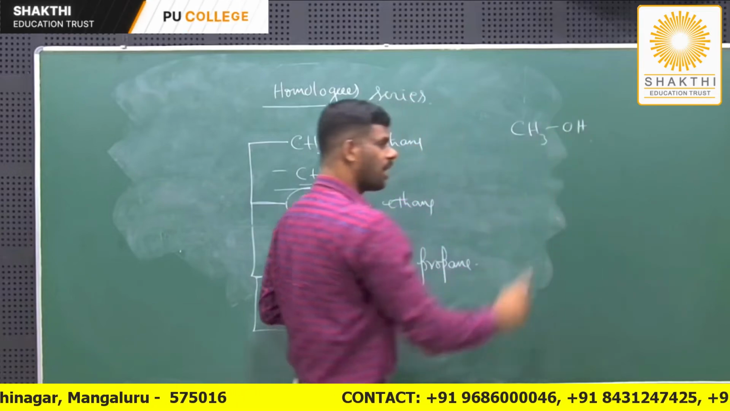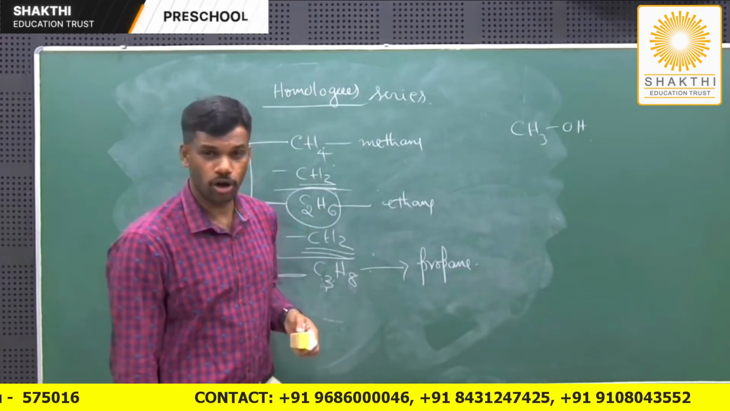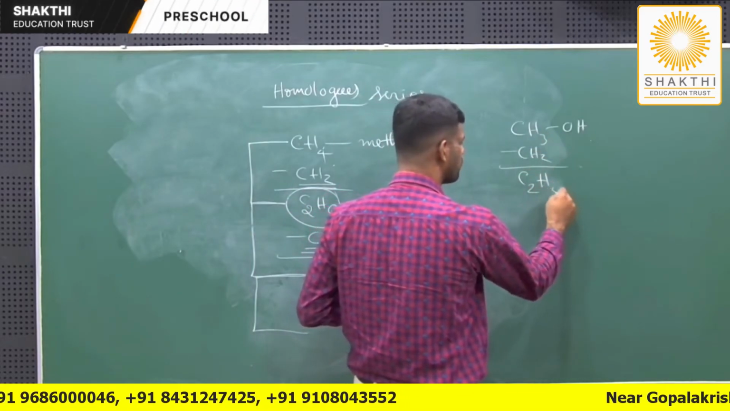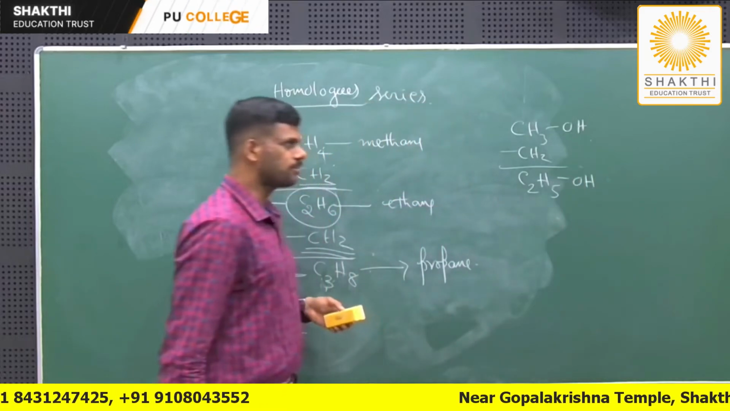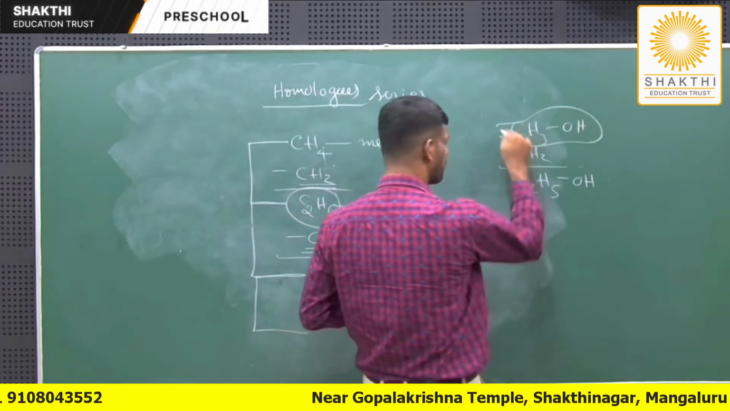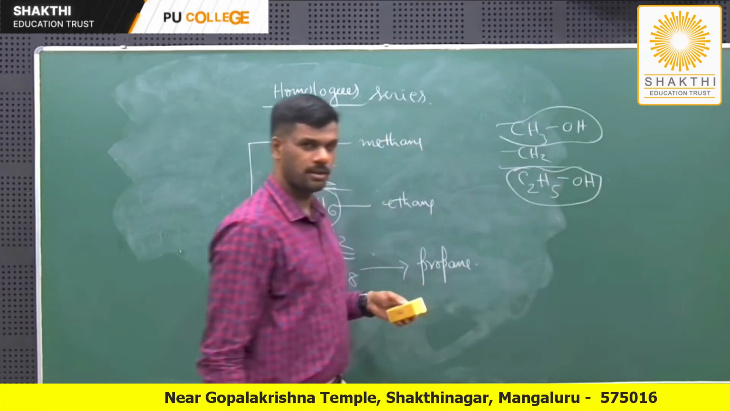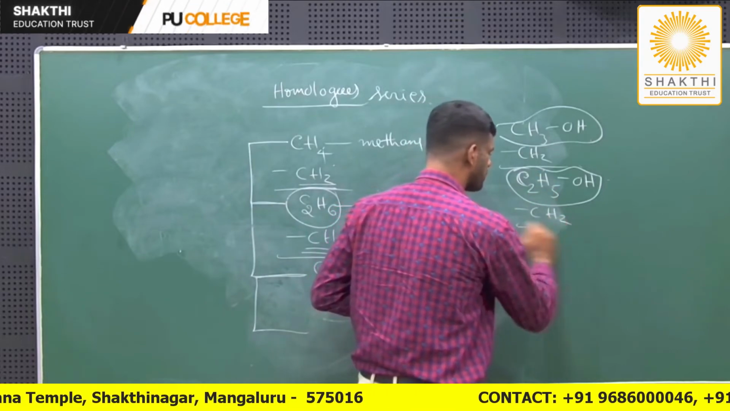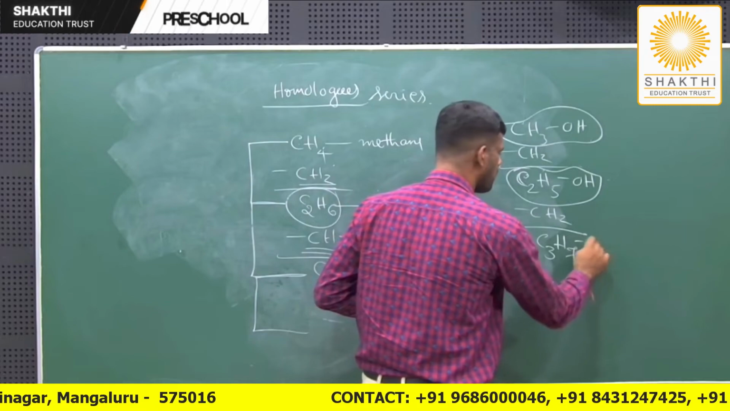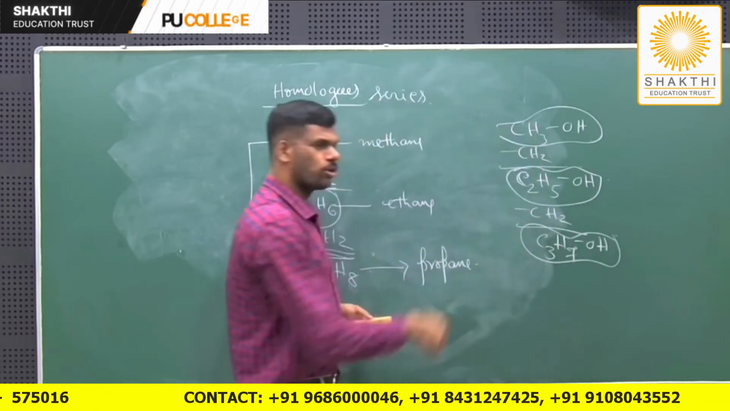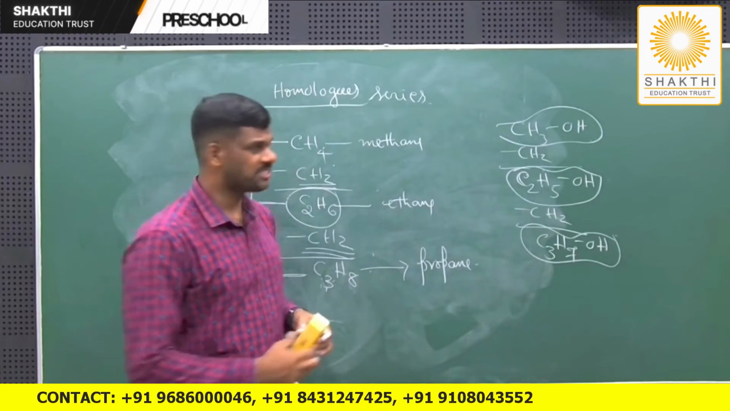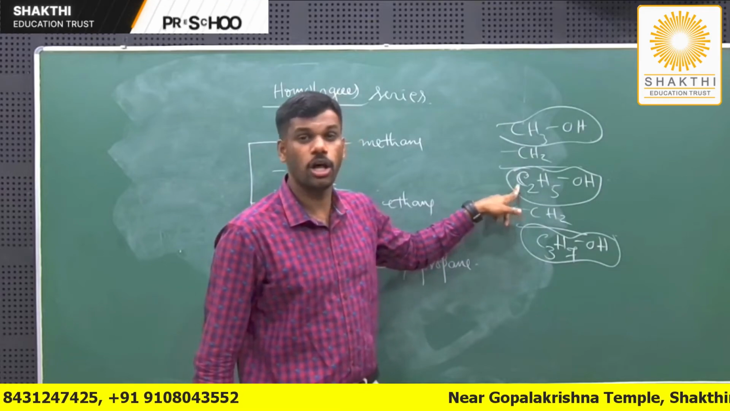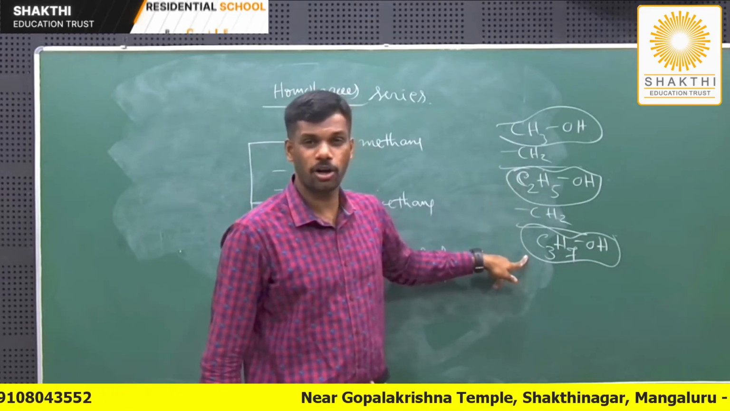CH3OH is methanol, methyl alcohol. Add a CH2 group and you get C2H5OH. From methanol you have converted it into ethanol. From ethanol I add CH2 once again, C3H7OH. Can you see there is one more compound formed in the same series? This is methyl alcohol or methanol, this is ethyl alcohol or ethanol, this is propyl alcohol or propanol.